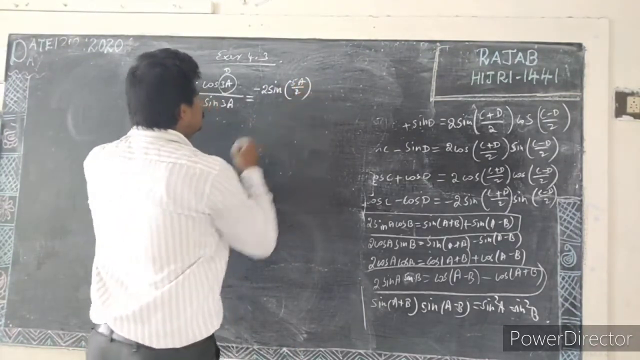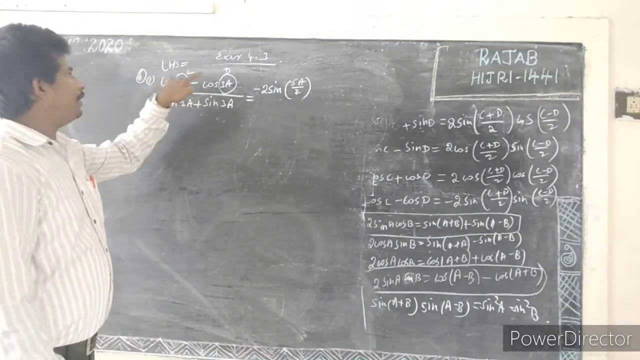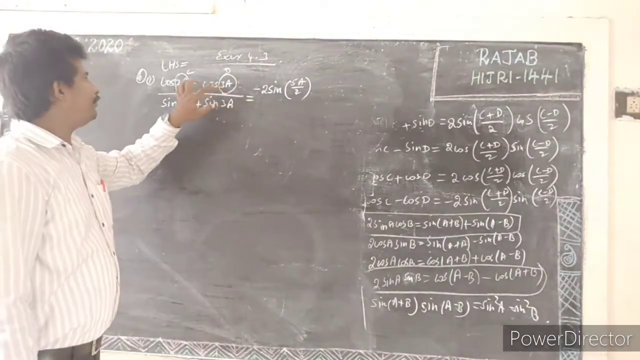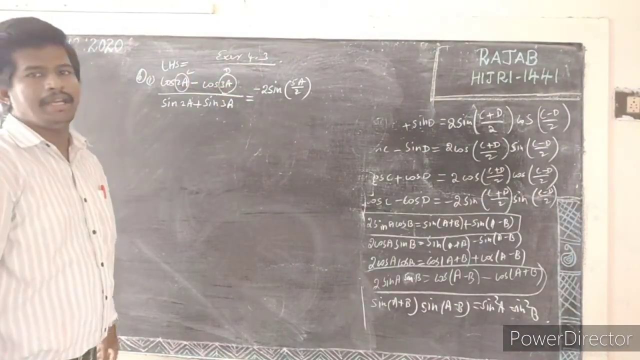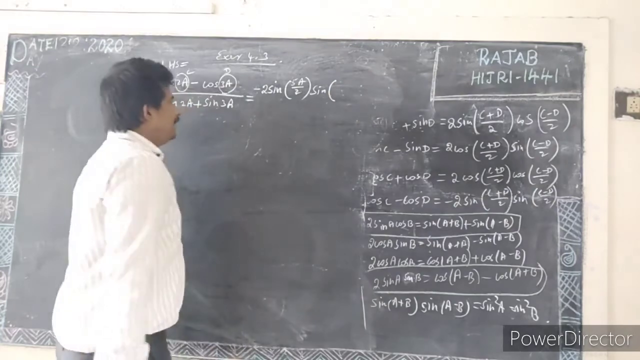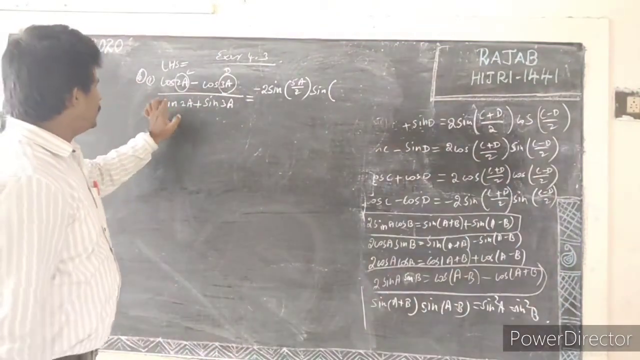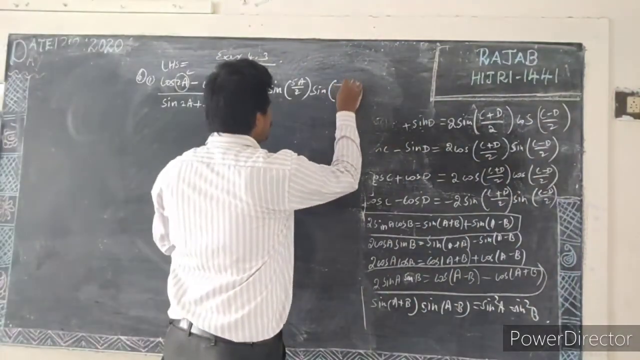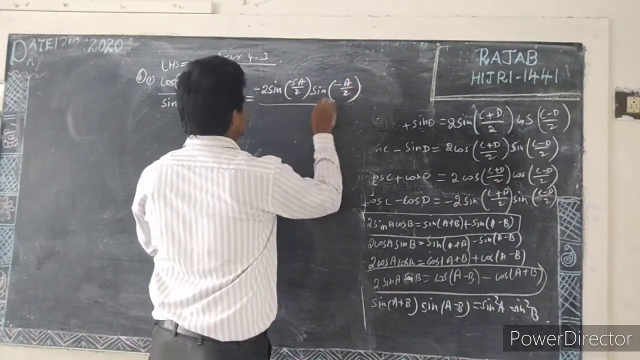5a by 2. C plus d. Here our c is 2a and d is 3a. So if we add these two, we will get 5a by 2. Sin c minus d by 2. If we subtract these two, we will get minus a by 2.